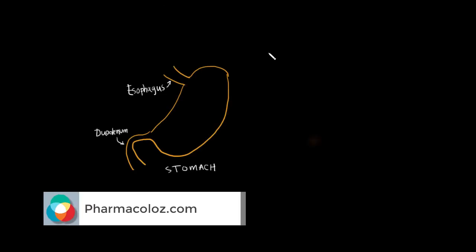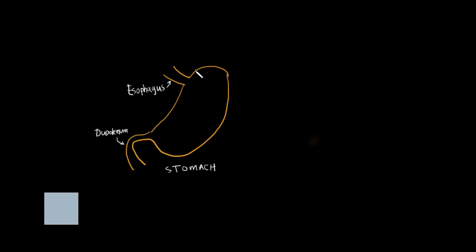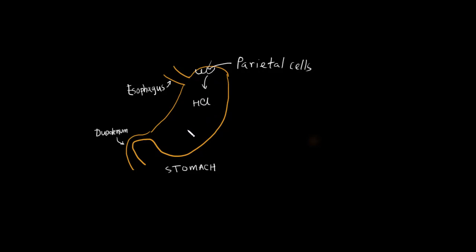In this video, I'm going to talk about the mechanism of gastric acid secretion and the role of Helicobacter pylori in gastric ulcer. Gastric acids are secreted from parietal cells of the stomach. Usually about 2 liters of hydrochloric acid is secreted per day, and this acidic environment is necessary for digestion of our food.